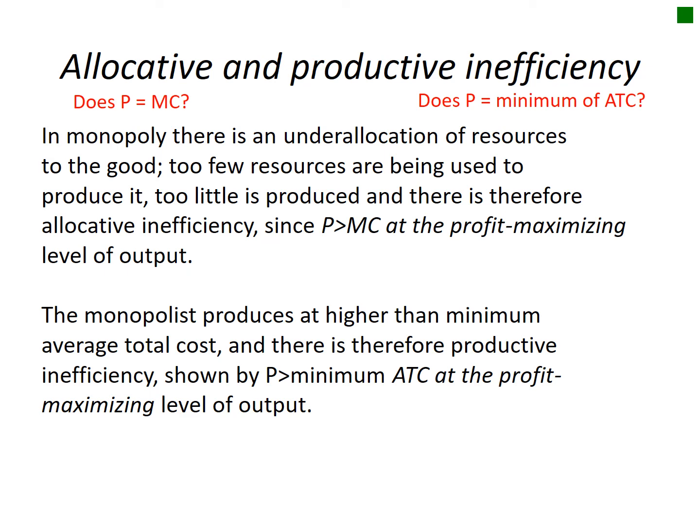Allocative and productive efficiency. So this is where the IB is focusing more on, is there market failure? So for allocative efficiency, as we looked at in perfect competition, does price equal marginal cost? And if you look at where a monopolist is maximizing profit, no, price does not equal marginal cost. And also, does price for productive efficiency equal the minimum of average total cost? Again, at the point where you're maximizing profit, no, price is above the minimum of average total cost. And I'll let you read this slide and pause if you like.